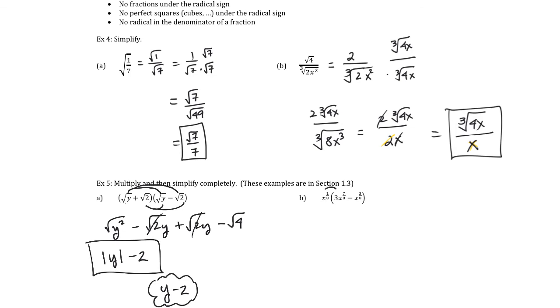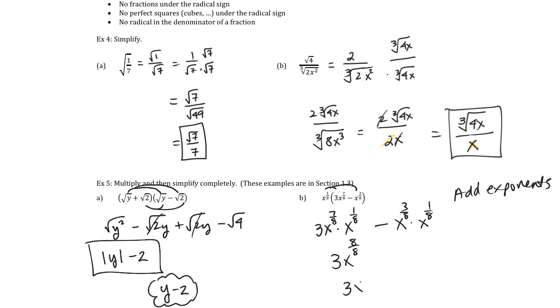Okay, so here distributing this in, I've got 3x to the 7/8 times x to the 1/8, and then I'm going to have minus x to the 3/8 times x to the 1/4, eighths, and I get to add exponents there. So it would be 3x to the 8 eighths. That just simplifies down to 3x minus x to the 4 eighths, which just simplifies down to x to the 1/2. And so you could write it like that, or we could write it as 3x minus square root of x. Both of those are fine.